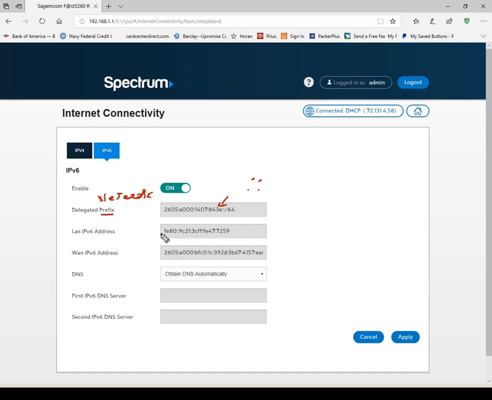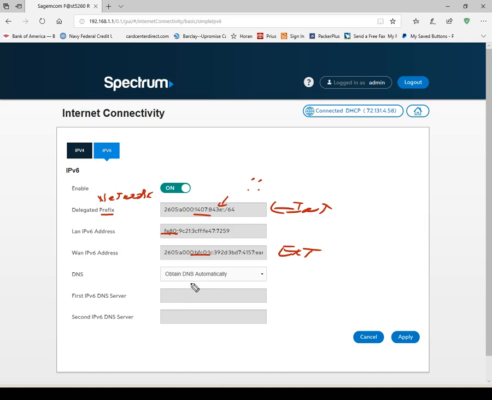LAN address, we have an FE80 address, which was our link local address, and I have a WAN address that is my public IP address, or the one on the ISP side of the router, and it's 2605:A00. But you notice it's different. We go from 1407 to BF. So this is going to be my internal, and this is going to be my external address.